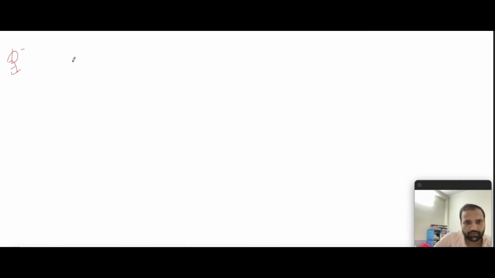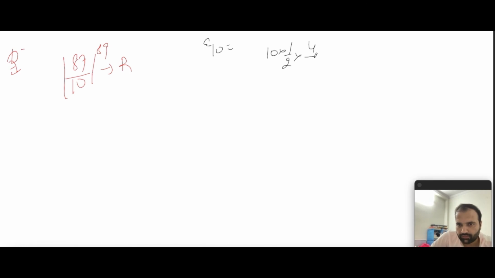Let's find 87 to the power 89 divided by 10 and find the remainder. Again, very simple. Remember what was told? We need to divide this monstrous power by the Euler of the denominator. So Euler of 10. 10 is 2 into 5, so it is 1 by 2 into 4 by 5.